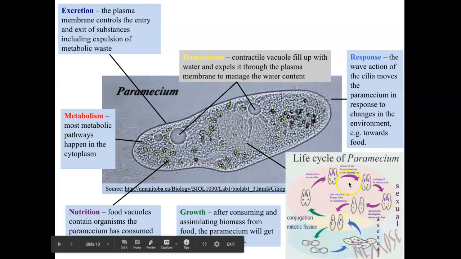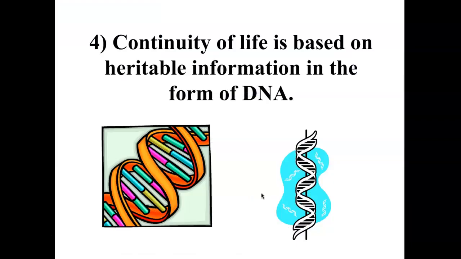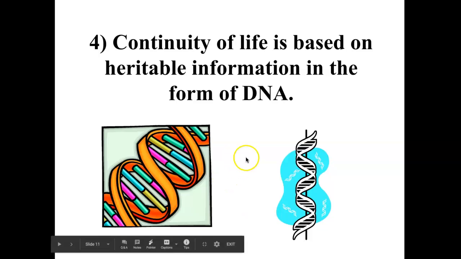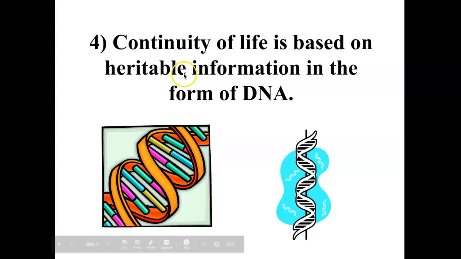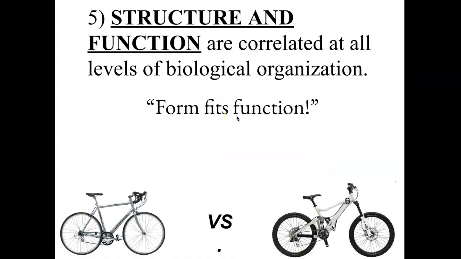This just shows you the life cycle. So again, it can undergo sexual reproduction, but it's also often asexual reproduction. The fourth theme, continuity of life, is based on heritable information in the form of DNA. So what that means is life continues because DNA can be passed on from generation to generation.